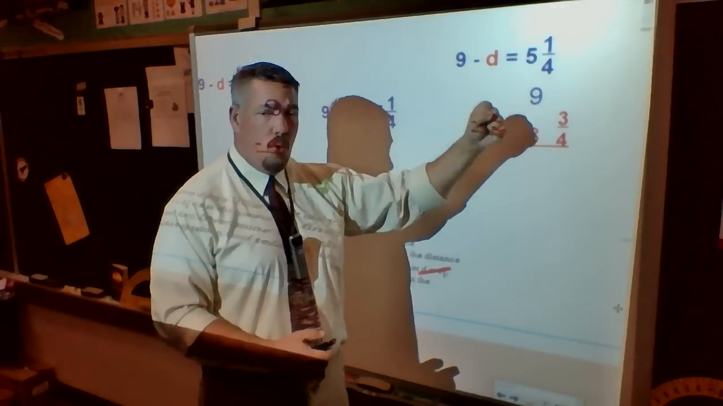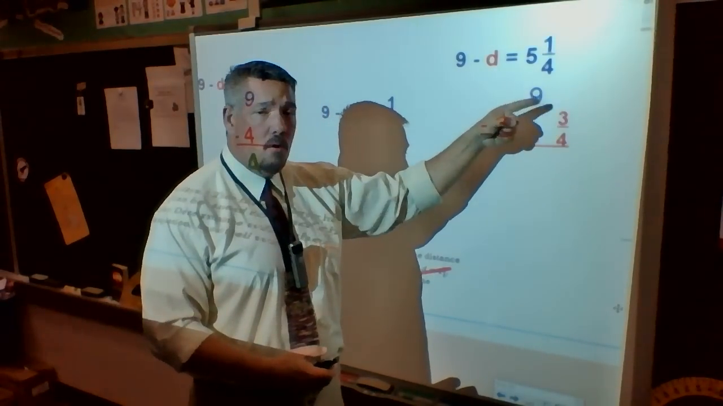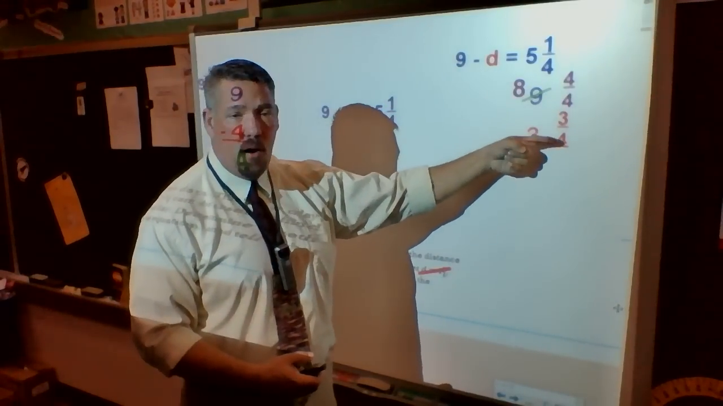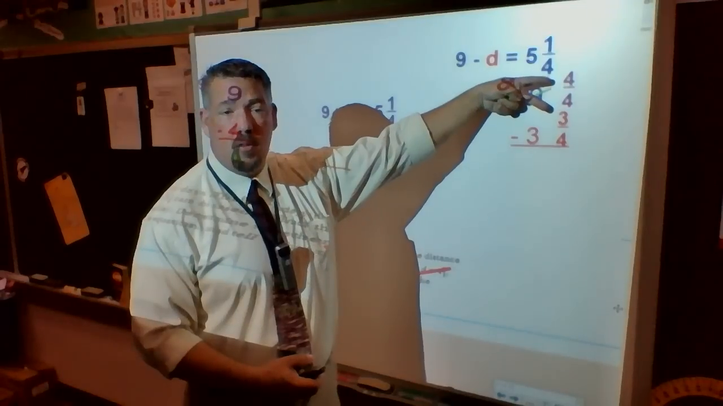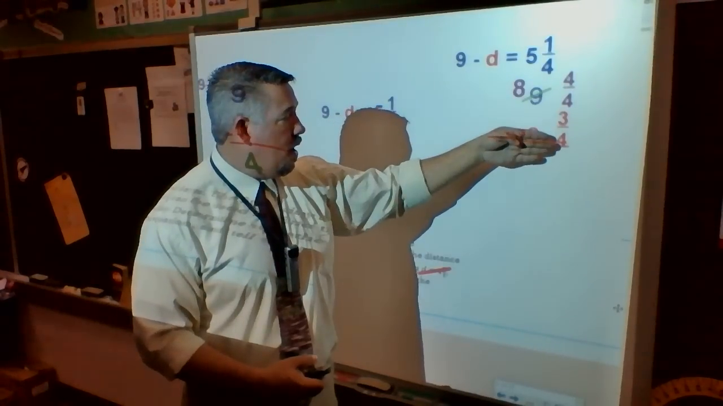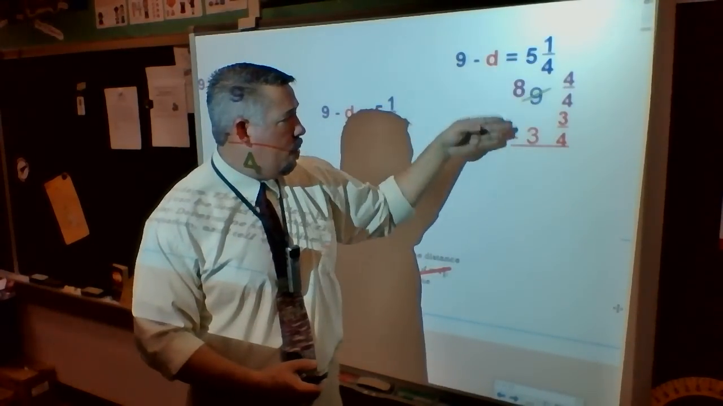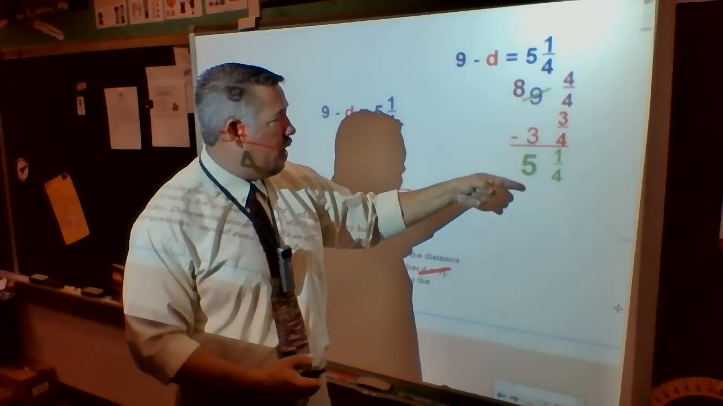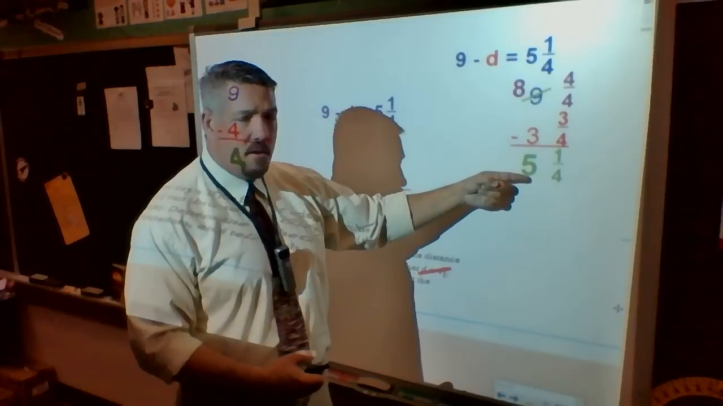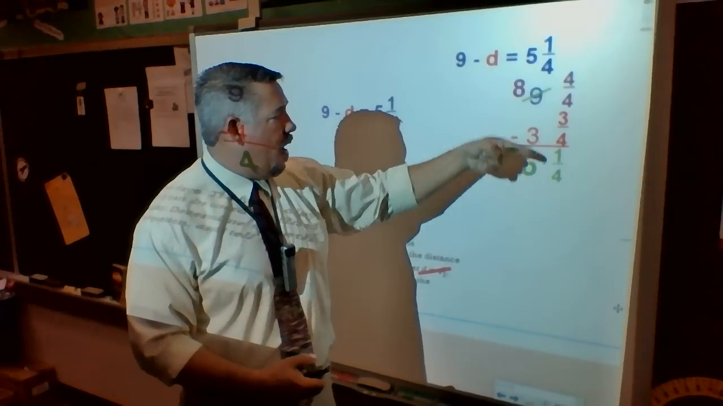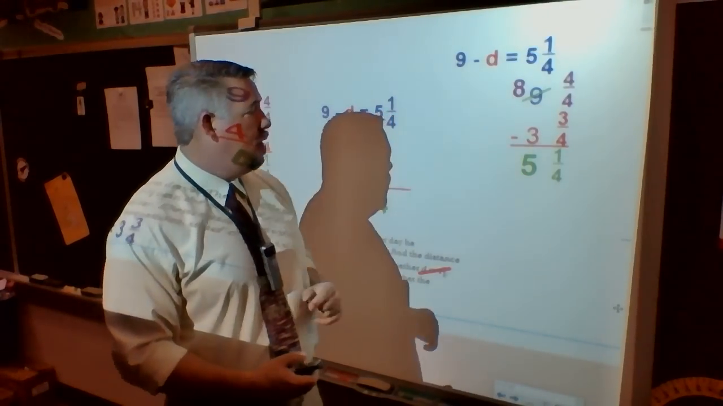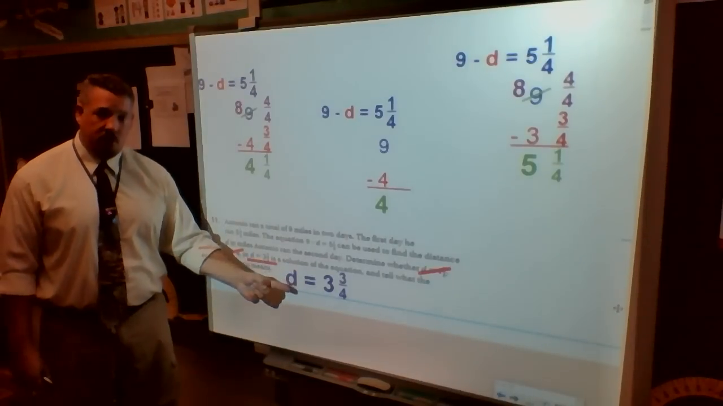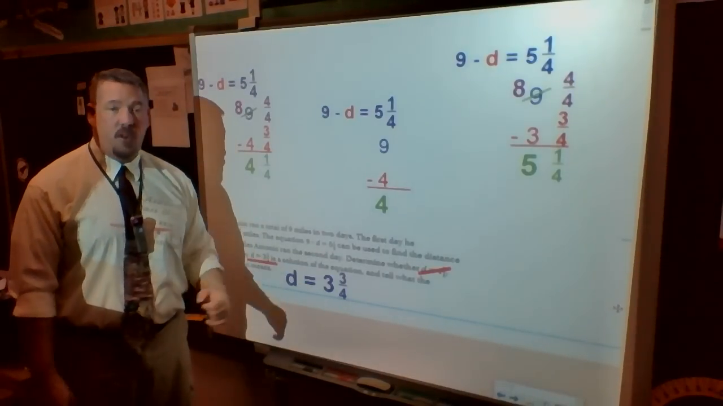I cannot take 3/4 from nothing, so I have to borrow from the 9. 9 becomes 8. I'm carrying over. This denominator is 4, so the numerator and denominator is 4. Now I keep my denominator of 4, and I take 4 minus 3, which is going to give me 1. And then 8 minus 3 is 5. They're telling me that that answer should be 5 1/4. I know that that is my solution. So I'm going to say that d is equal to 3 3/4.